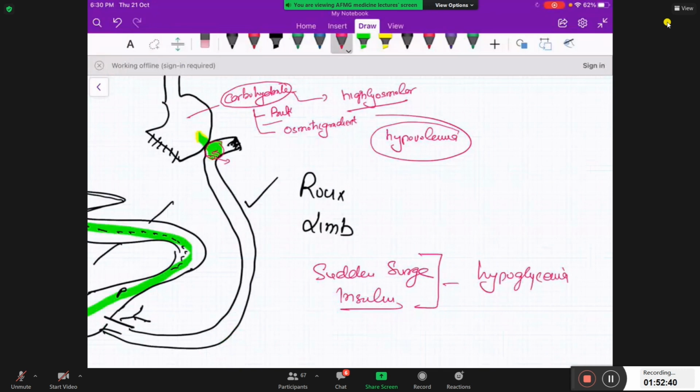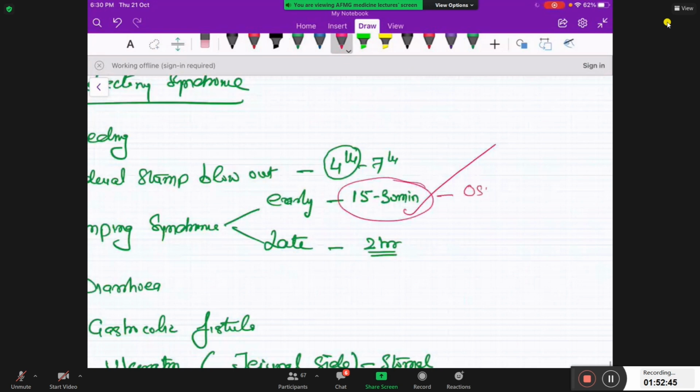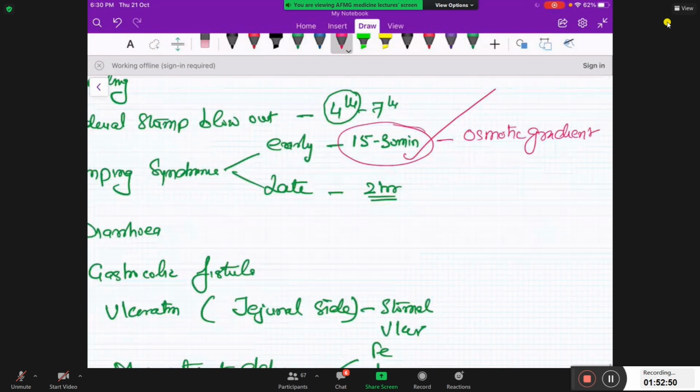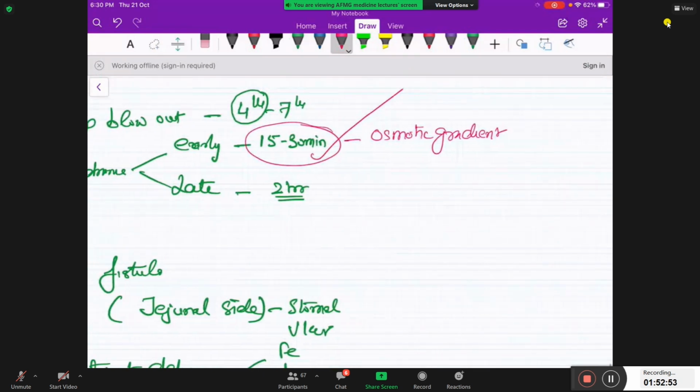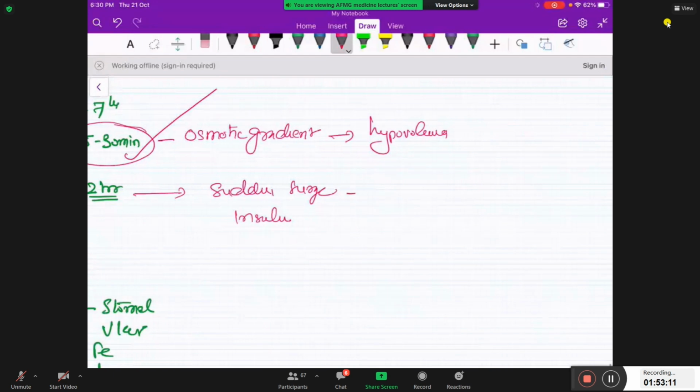So what is important for us to know is that early dumping is happening because of an osmotic gradient, while late dumping is happening because of a sudden surge of insulin. And this early dumping presents with symptoms of hypovolemia, while late dumping presents with symptoms of hypoglycemia.